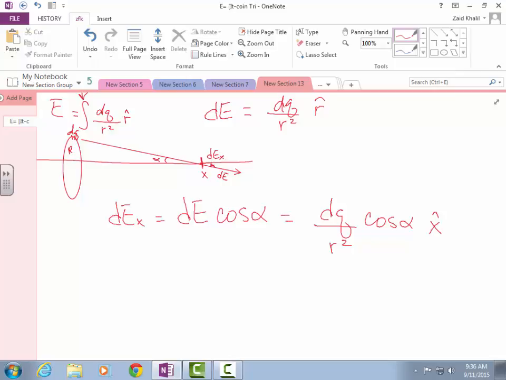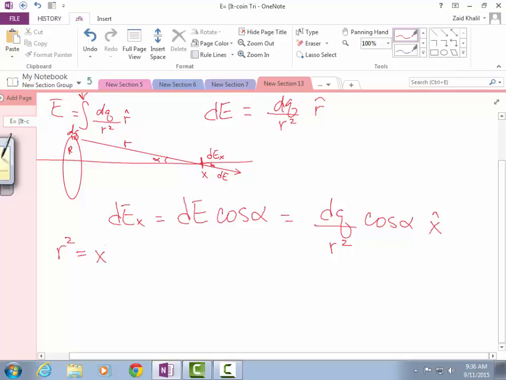But let's first figure out what little r is. What's little r? That's the hypotenuse. That's right. So therefore, r squared is equal to what? It's going to be x squared plus R squared. You wouldn't want to do it like the sine of... No, you'll see.